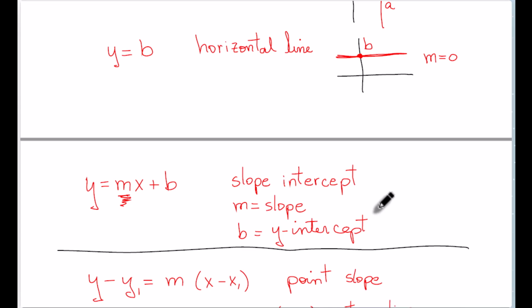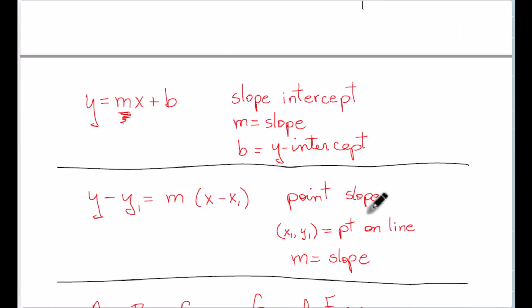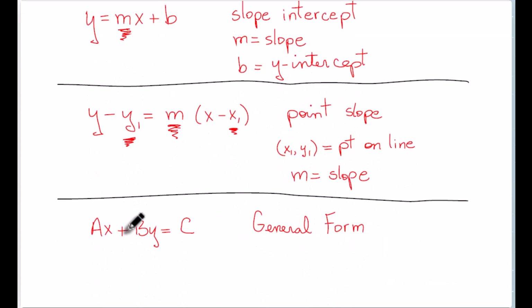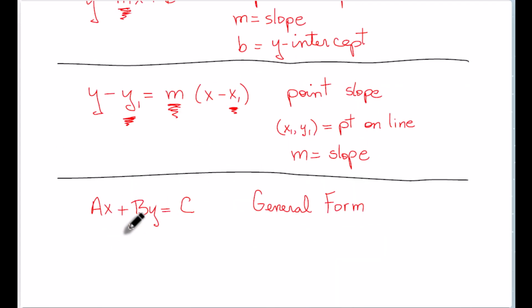Another form of the line that we might need on occasion is called point slope. To use it, I have to give it a slope, and I also have to give it any point that lives on the line. Doesn't matter which one, it'll give me the same form of the line. We also have something called the general form of the line, and all that means is we put the x's and y's on the left and whatever number we might have on the right.